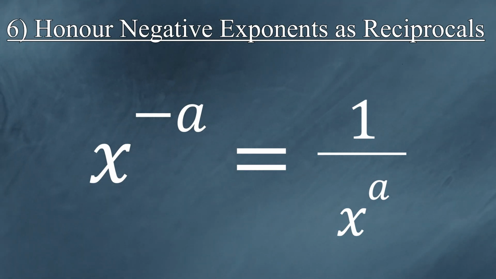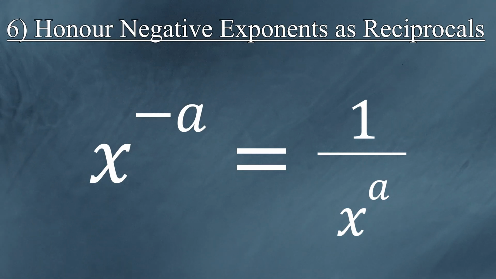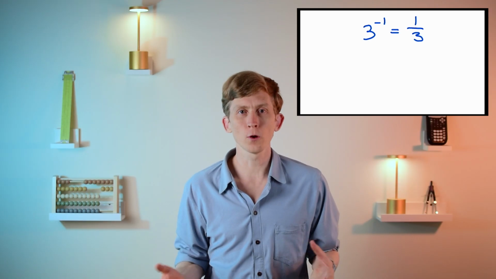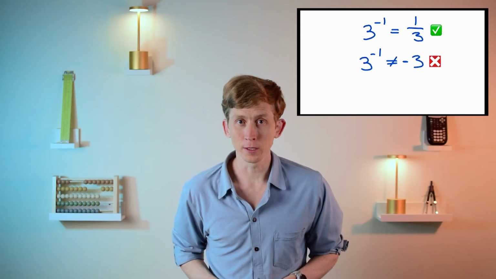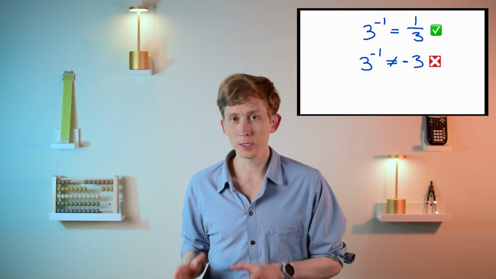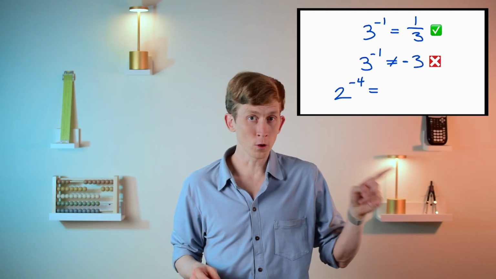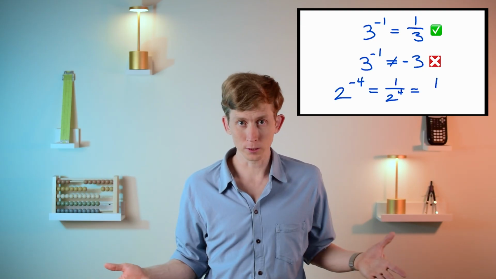6. Honor negative exponents as reciprocals. X to the negative a is equal to 1 over x to the a. For example, 3 to the negative 1 is 1/3, not negative 3. Negative exponents do not mean negative quantities, they mean fractions. 2 to the negative 4 is 1 over 2 to the 4th, or 1/16.